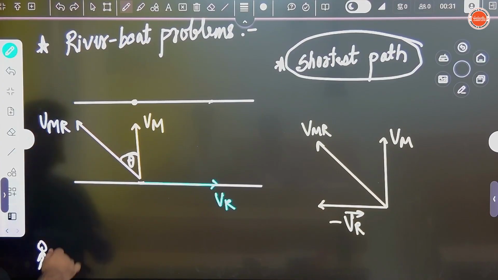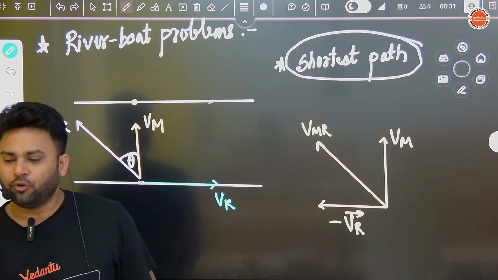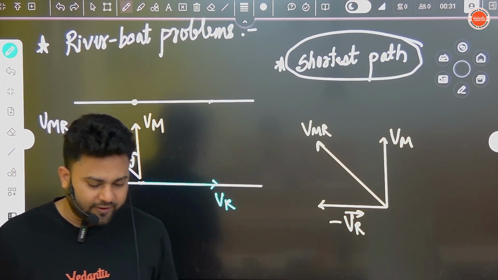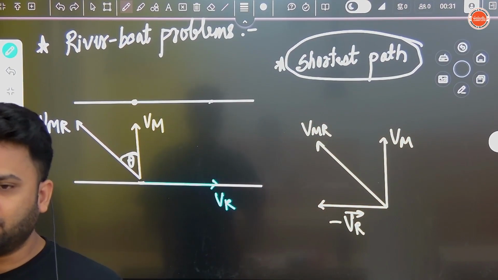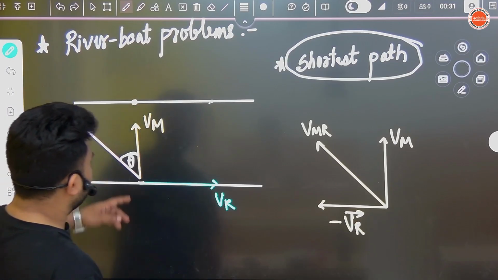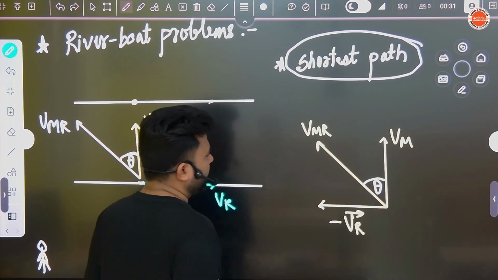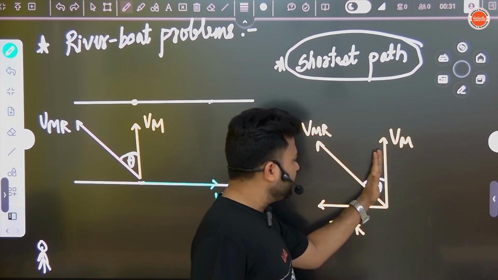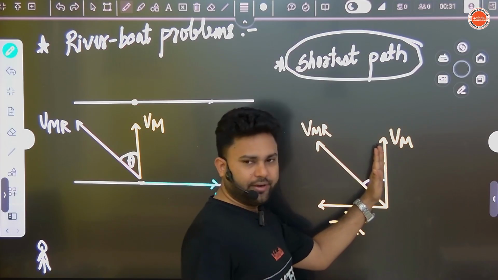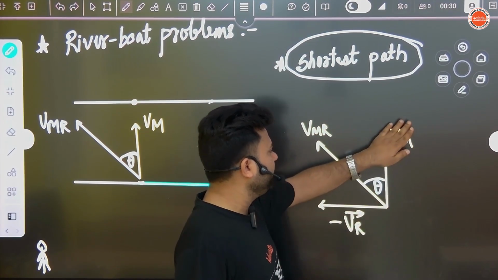How much angle from vertical the man has to be tilted? I have to go straight, but due to water, definitely I will have to move in this direction so that water hits me and I am moving in the straight direction. So they will ask, what will be the angle theta? One thing we can say: VMR, this is a vector, you rotate it towards theta, you get the cos component, so this will be VMR cos theta.